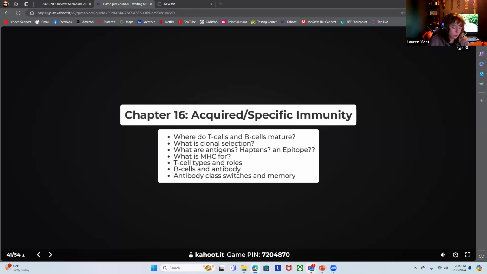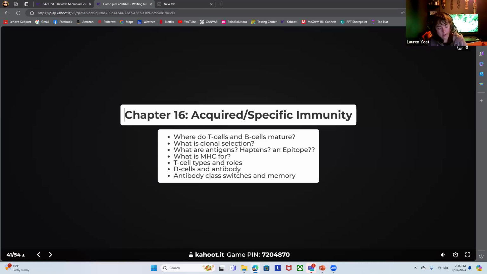What is MHC? It's not necessarily asking what it stands for, though that is a useful thing to know, which is major histocompatibility complex. What is it for? What does it do? We have type one and type two. Type one will present anything from inside of the cell. So it takes stuff from inside and presents it, saying, this is something I found inside of me, please help. Any cell can do that. So all cells express MHC1 and can present stuff from inside of themselves.